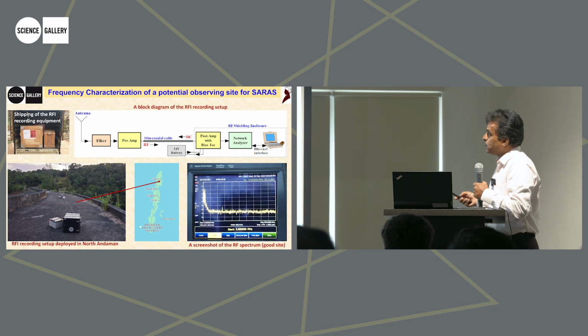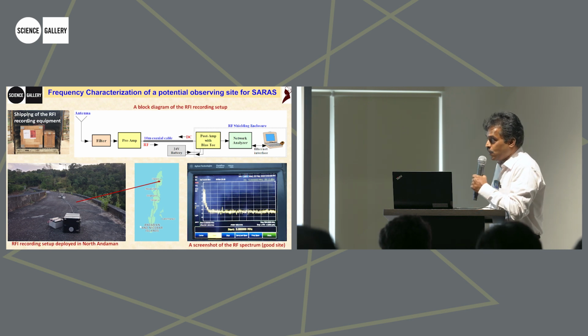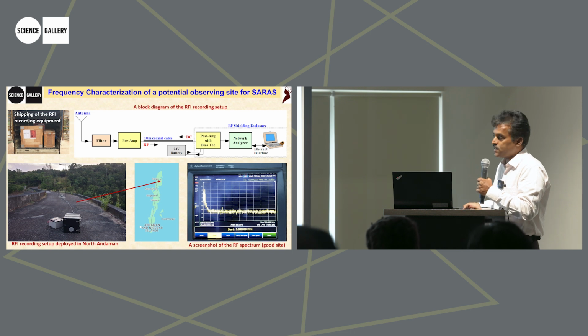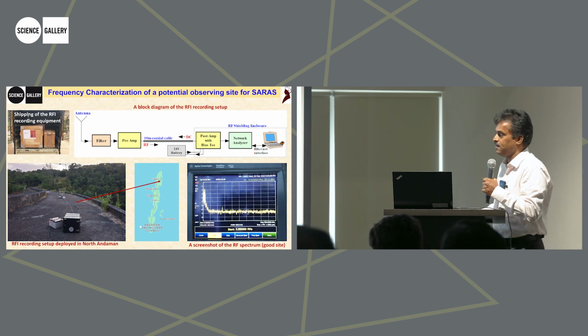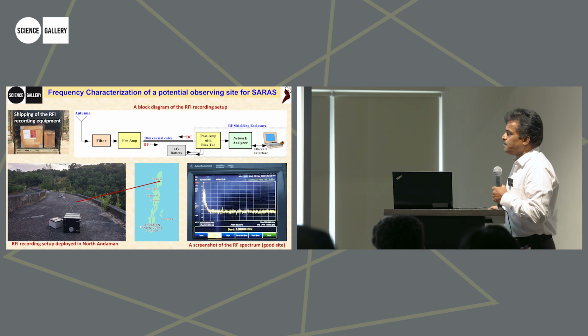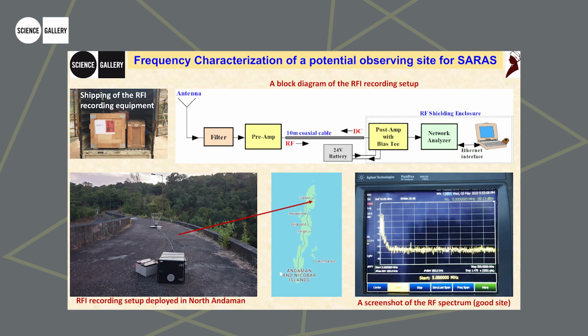So to prevent that from happening, we put it in what you see here as the black box. It's an RF shielded enclosure. The antenna is here. The preamplifier is sitting right below the antenna. There is a 10-meter coaxial cable bringing it to this electronics recording system, which is inside this box. Because it's a remote site, we will not have access to power, so we power it using batteries, which we carry. So this picture is from a remote site near Diglipur in North Andamans, and then this is the spectrum.